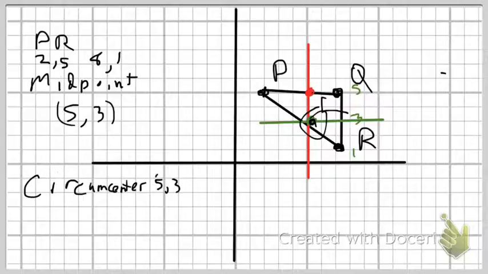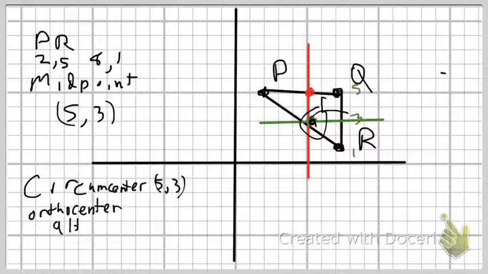That's the circumcenter. It is equidistant from all of the vertices, so if we drew a circle that included all of the vertices, the center of it would be at (5, 3). So that gives us the circumcenter. Now for the orthocenter.